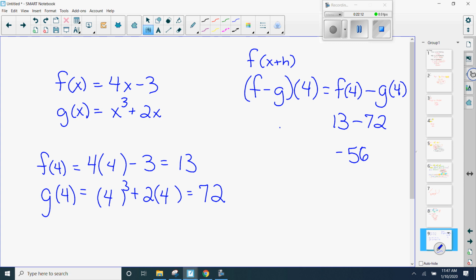Minus 56? That's negative. 72 minus 10 is 62, minus another 3 is 59. I don't get 56. I don't know how you got that. Oh, I subtracted 8 and then subtracted 7. I still don't.